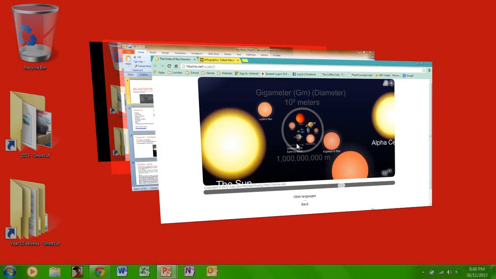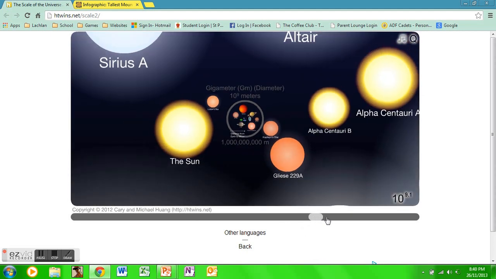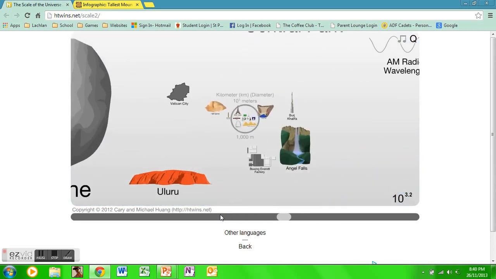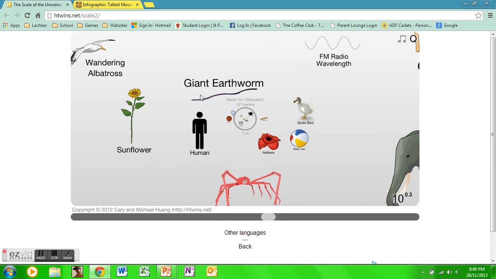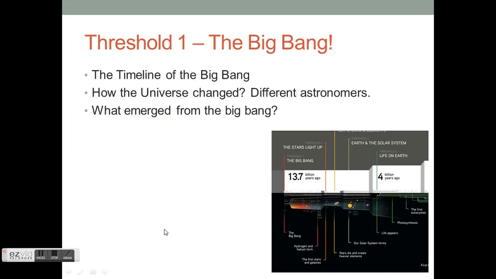The second activity that we looked at was a website which showed different scales of things. Now this shows here that Alpha Centauri A is the same size as the Sun and Alpha Centauri B. Now it goes right down to the size of a human. Now the size of a human is the size of a giant earthworm and a sunflower. And it shows that a dodo bird is the same size as a beach ball.